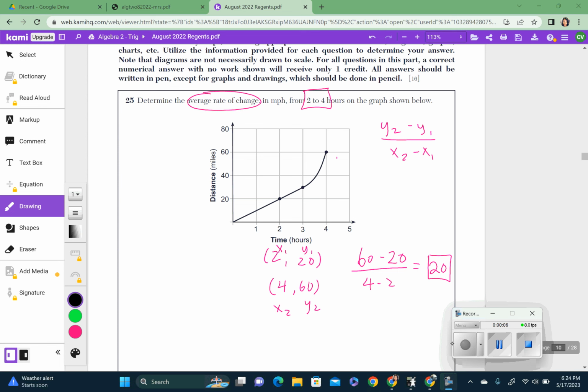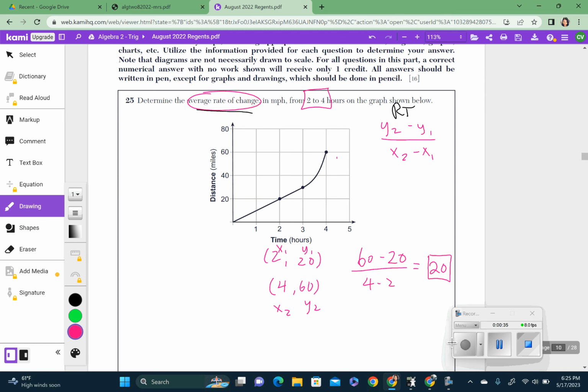For the first one, the keywords are average rate of change. As soon as you hear average rate of change, this formula should come to mind: y2 minus y1 over x2 minus x1. This is also in the reference table, so you don't need to memorize it. As you're looking at this question, they're telling us that they want us to find the average rate of change from 2 to 4. So this is just a matter of matching.